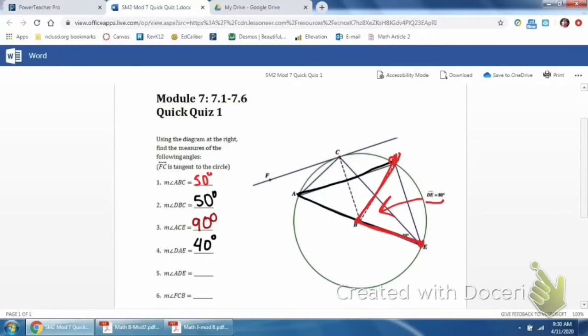Alright, when we get to ADE now, this is going to be the same as number 3. So ADE is that angle. We want to try to use those endpoints and connect them to the middle. That's 180. So that means ADE has to be 90.